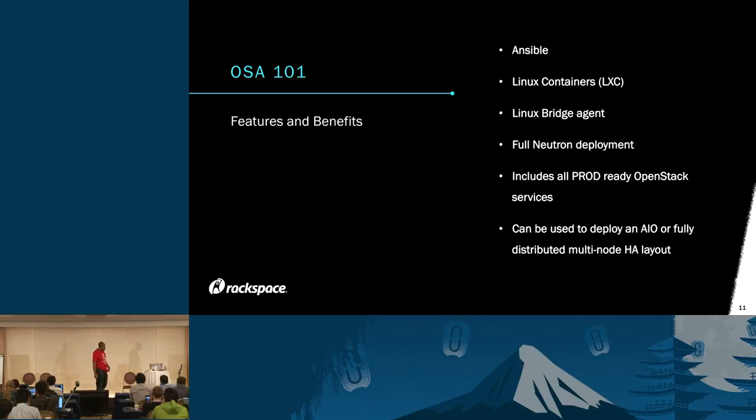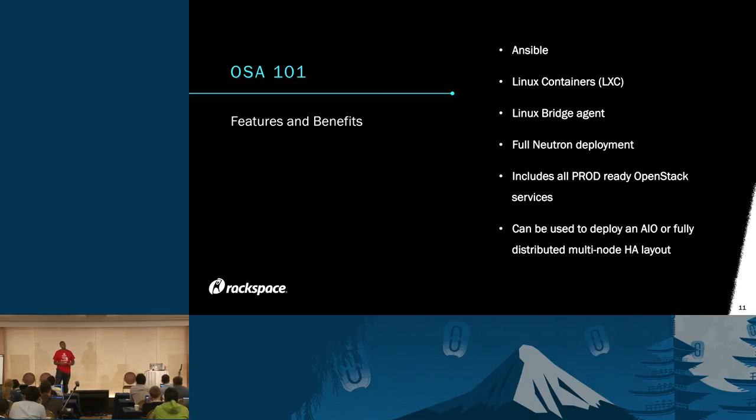You're using Linux Bridge Agent with OSA, not OVS. I repeat, Linux Bridge Agent, not OVS. The reason is that at enterprise scale, OVS was not holding up to the challenge from a network perspective, so Rackspace decided to roll back and go with Linux Bridge, something that's been around much longer than OVS and can withstand enterprise volume. You are also getting a full Neutron deployment with OSA. We're not talking about Nova networking, we're talking about full Neutron, full L2 and full L3 capabilities, because of being able to go back to the Linux Bridge agent. And of course, it is prod ready, so what comes with OSA are the services that are prod ready within OpenStack.